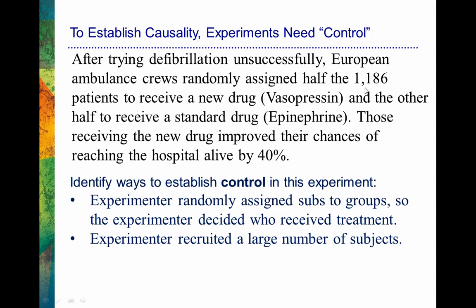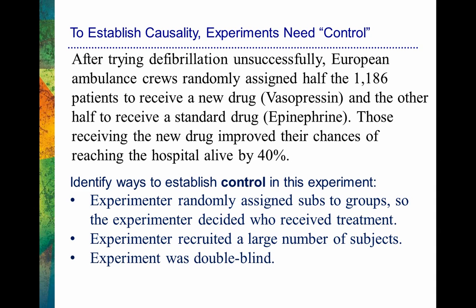Now, one person out of 1,186 is kind of small potatoes. So over the long run, we can really see the trend of what's happening. But with just 10 people, we really can't see long-term trends. So that's another way that we established control in this study, by recruiting a large number of subjects.